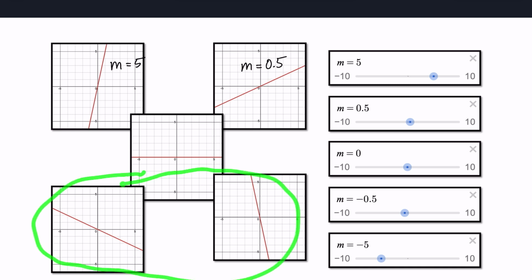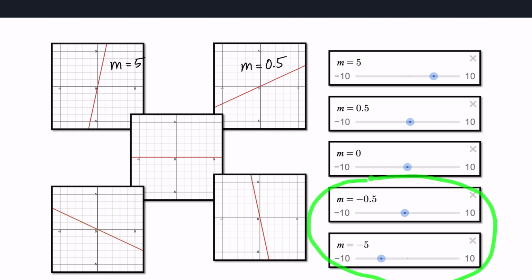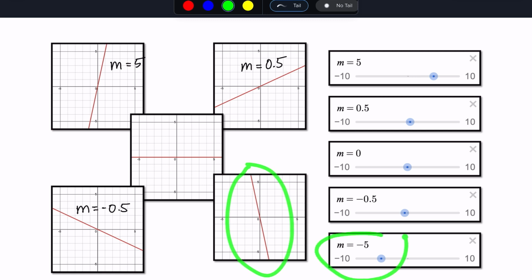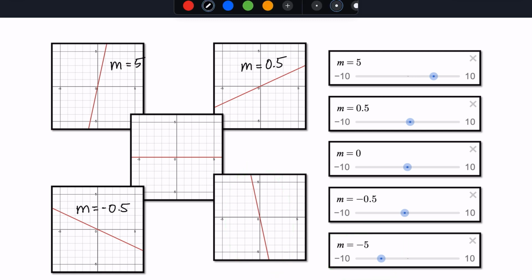The bottom two lines both go down when you move from left to right, and so that means they must have a negative slope. The one on the left is less steep, and so it has a less negative slope. M equals negative 0.5. The one on the right is more steep, so it has a more negative slope, or m equals negative 5. And finally, the line in the center is horizontal and has a slope of 0.